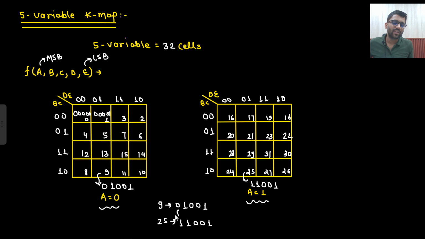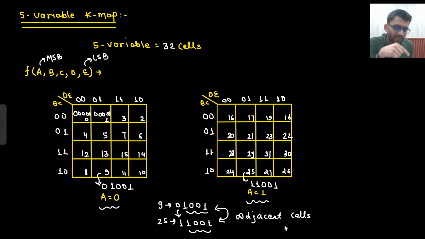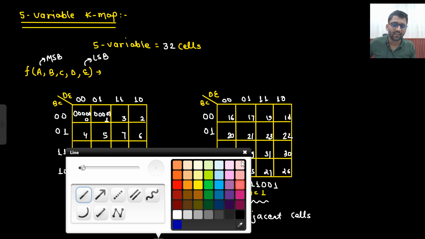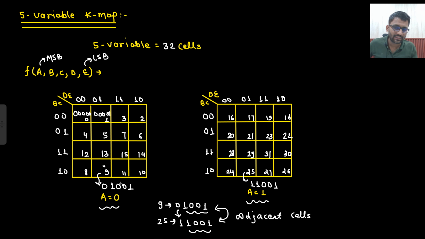How many bits are different? Only one bit is different. These 4 bits are the same. So in adjacent cells, there is a difference of only one bit. So these two cells are adjacent cells. Corresponding cells are adjacent to each other. That means this cell is adjacent to this one.